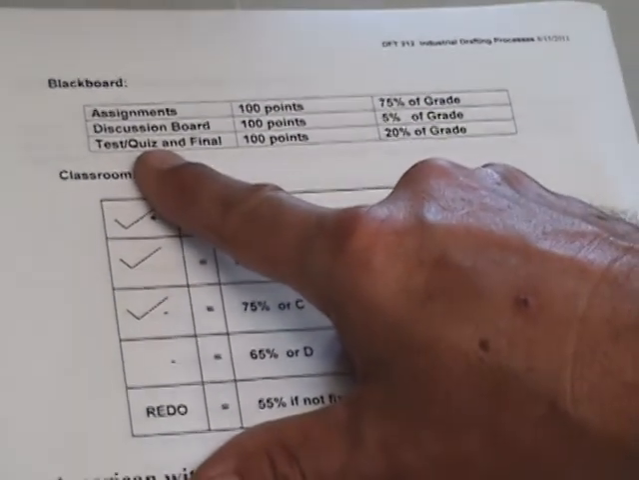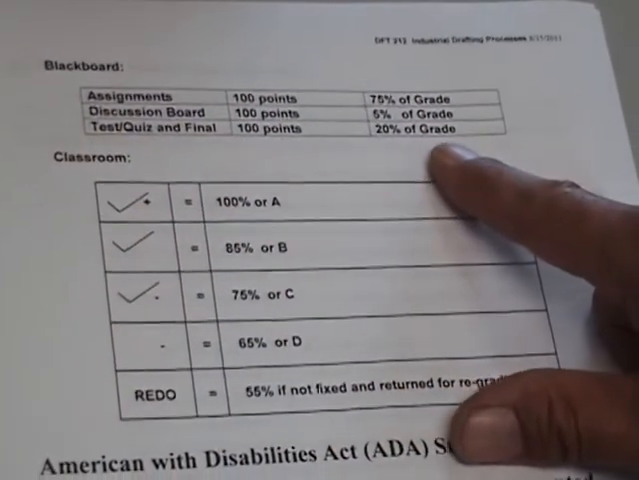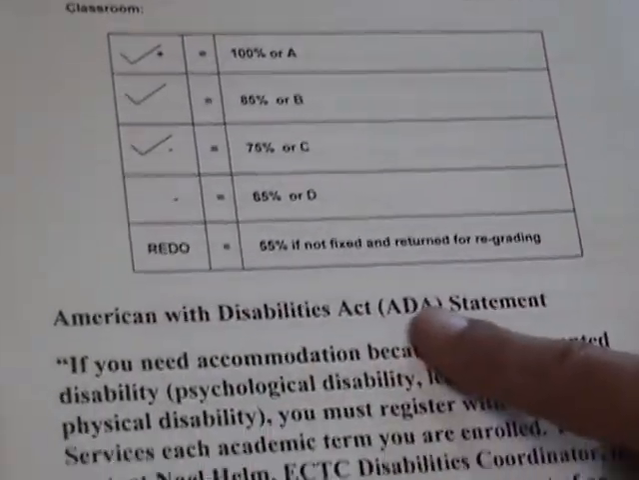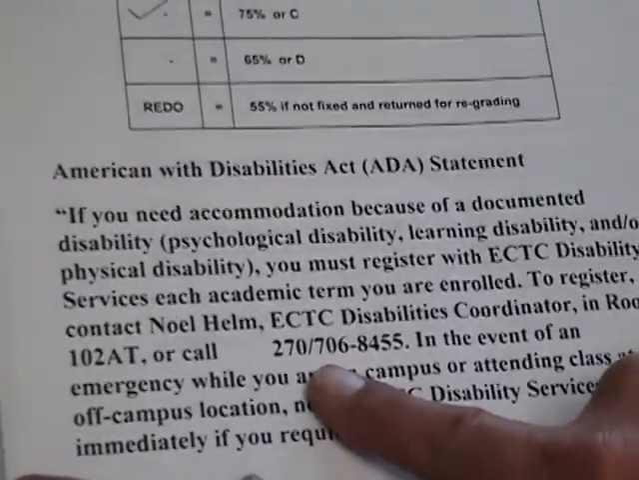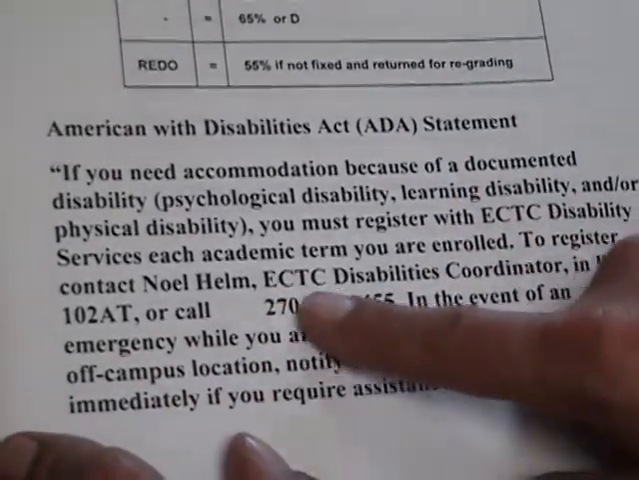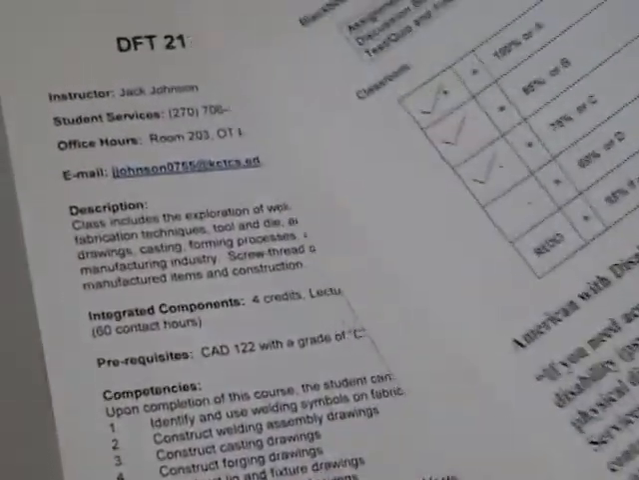Test and quiz. I'm going to have a comprehensive final at the end that's going to be worth 20% of your grade. This is the ADA statement for any of you guys that need accommodations. You need to get a hold of Noel Helm, which it says here in this text. So when you download that, make sure you keep it all.